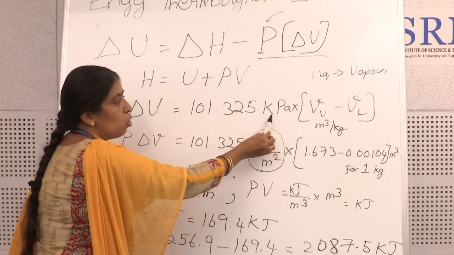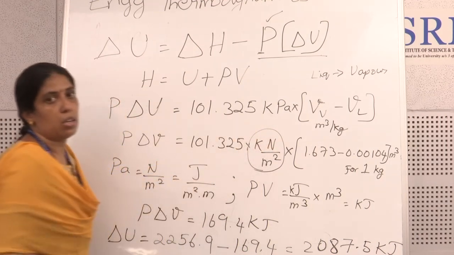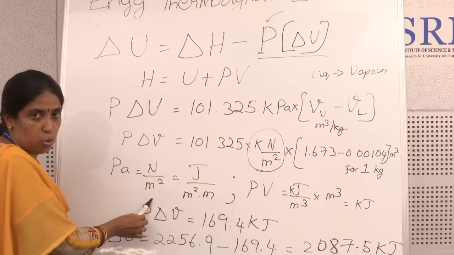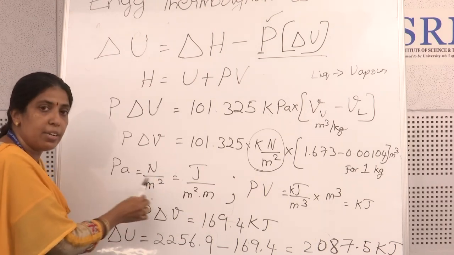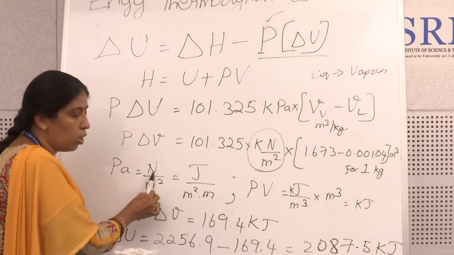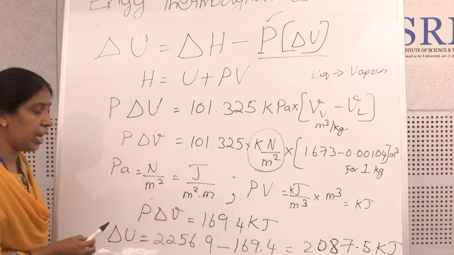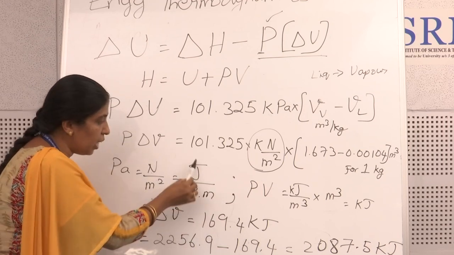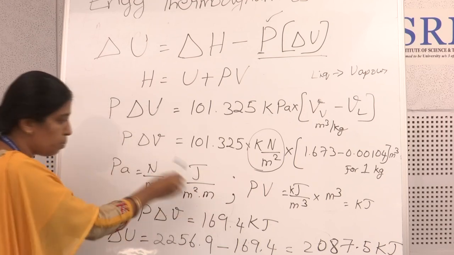Because in the question it is mentioned as kilopascal. So what is Pascal? Pascal is nothing but Newton per meter squared. Pascal is alternatively written as Newton per meter squared, and 1 Newton is equal to Joule per meter. Substituting for Newton, which is Joule per meter, you will get Joule per meter cube in this pressure unit.